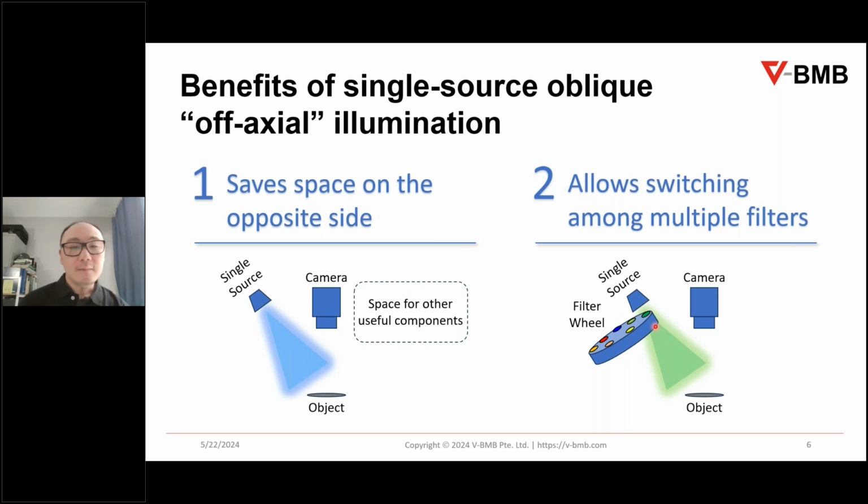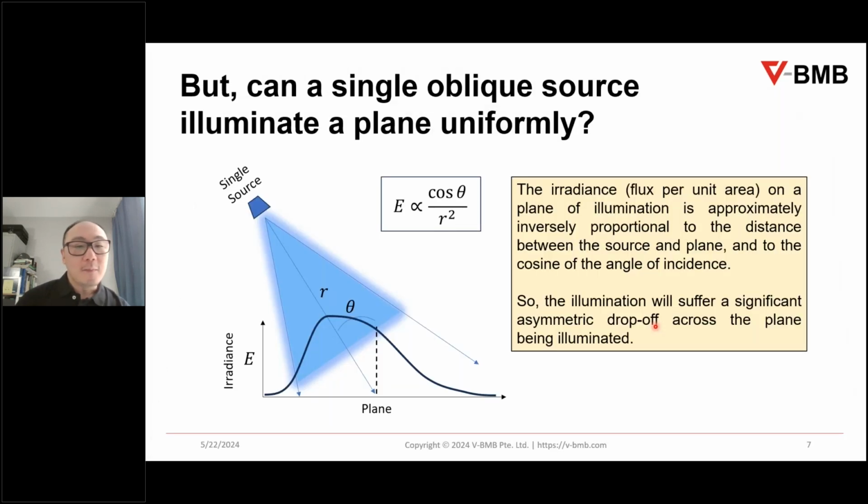But the problem is that the irradiance, or the flux density, the flux per unit area, which we call irradiance in technical terms, across the plane of illumination is going to vary, because the irradiance is proportional to 1 over r squared and the cosine of the angle. What happens, therefore, is that points on a plane that are closer to the light source are going to be brighter, and points farther away are going to be darker. And not only that, you've got the cosine theta as well.